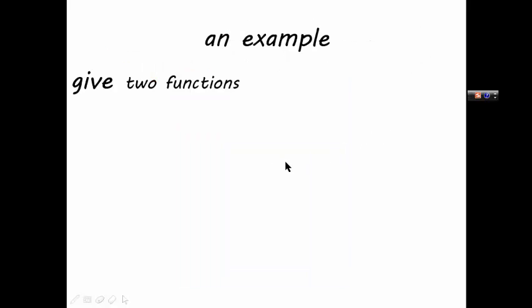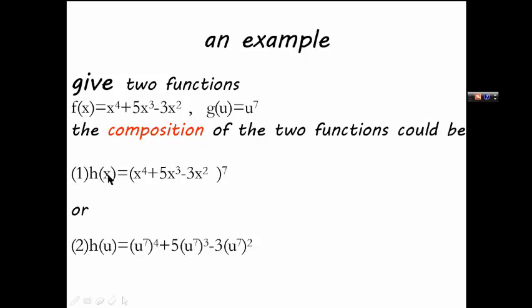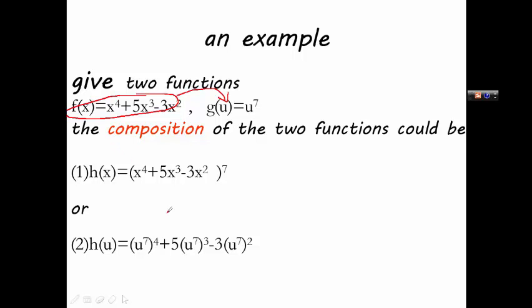Here's an example. Given two functions, the 7th power. The composition of the two functions could be h(x) or h(u). So generally what happens here, in h(x), is we plug the function f(x) into g(u). So we get h(x), this function. Don't forget our question: how to differentiate the composition of two functions.